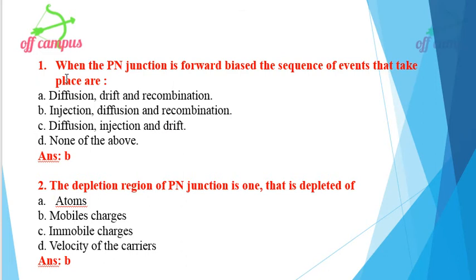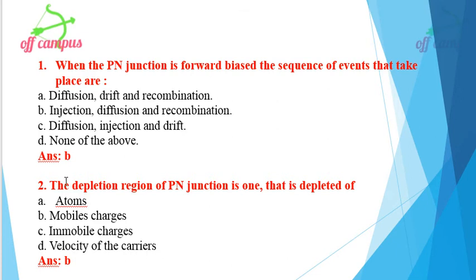First question: when the PN junction is forward biased, what is the sequence of events that take place? This is a very important question. Four different options are given. What is the correct sequence of events? It is injection, diffusion and recombination. Option B is the right option for this problem.